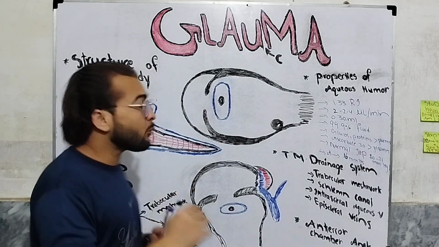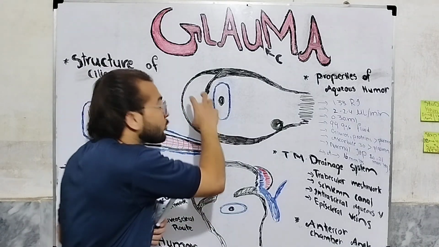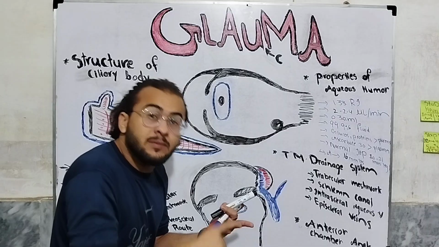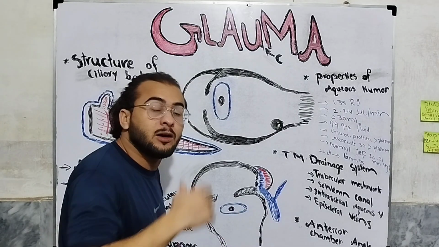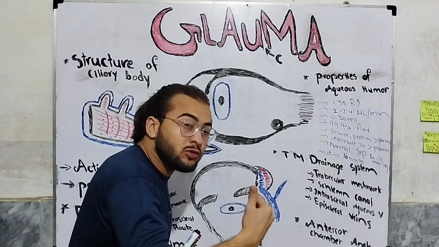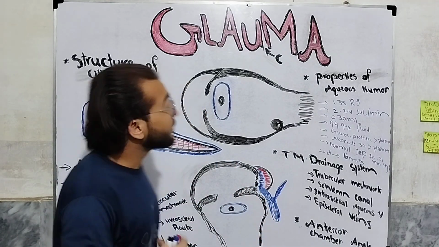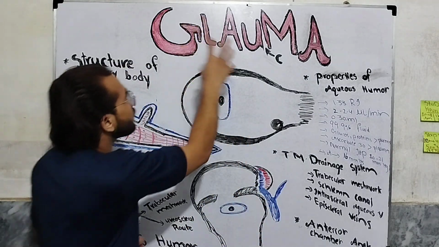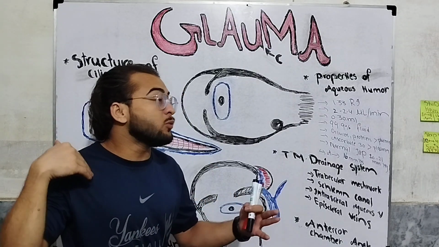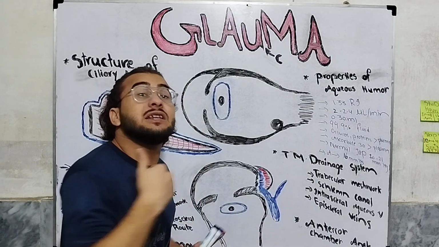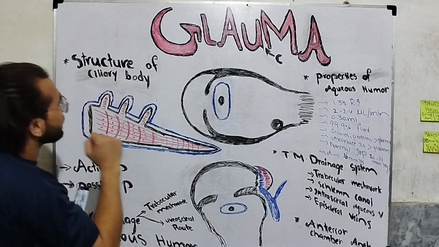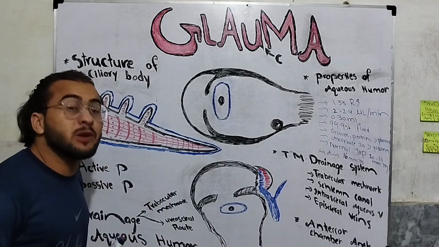That's why first of all we will discuss the structure which produces this fluid. We will discuss the drainage mechanism and the properties of this fluid, so it will make the diagnosis and treatment of glaucoma easy. After this we will go to glaucoma, its types and subtypes in detail, with pathogenesis, clinical features, diagnosis and treatment. So what is the structure which produces this fluid?